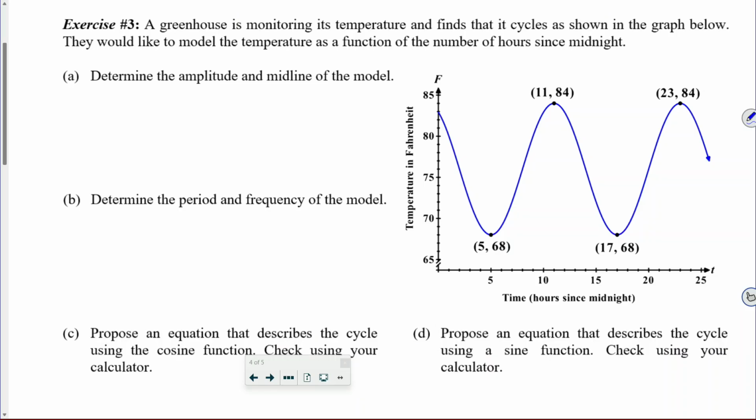Exercise number 3. A greenhouse is monitoring its temperature and finds that it cycles as shown in the graph below. They would like to model the temperature as a function of the number of hours since midnight. Letter A, determine the amplitude and the midline of the model.